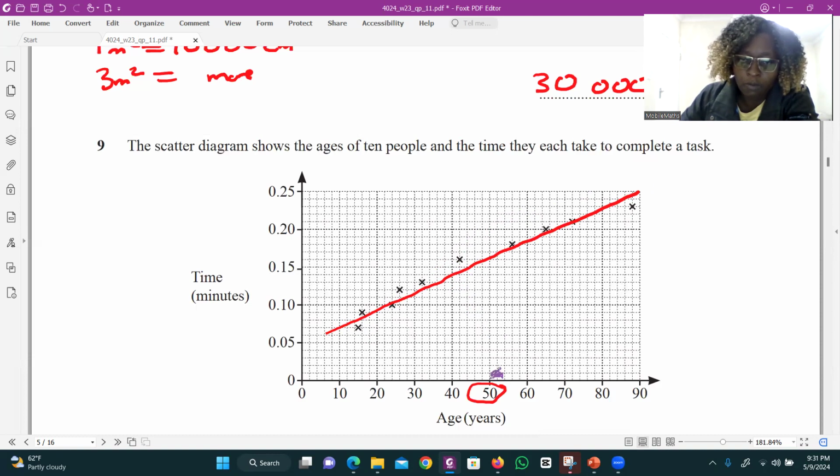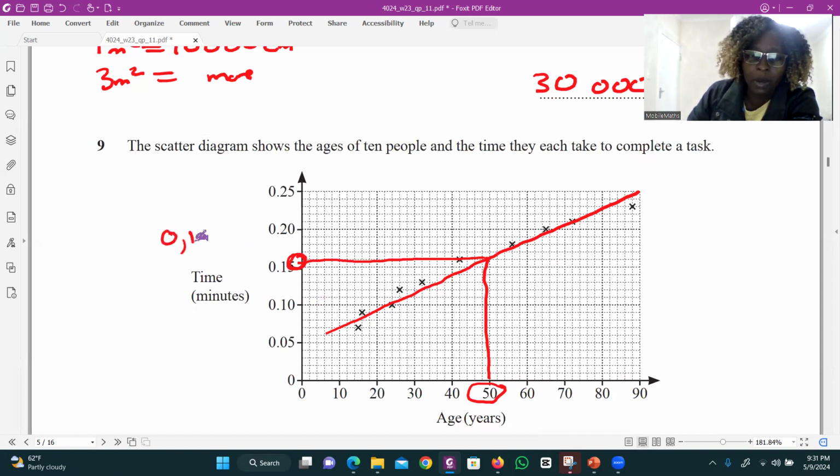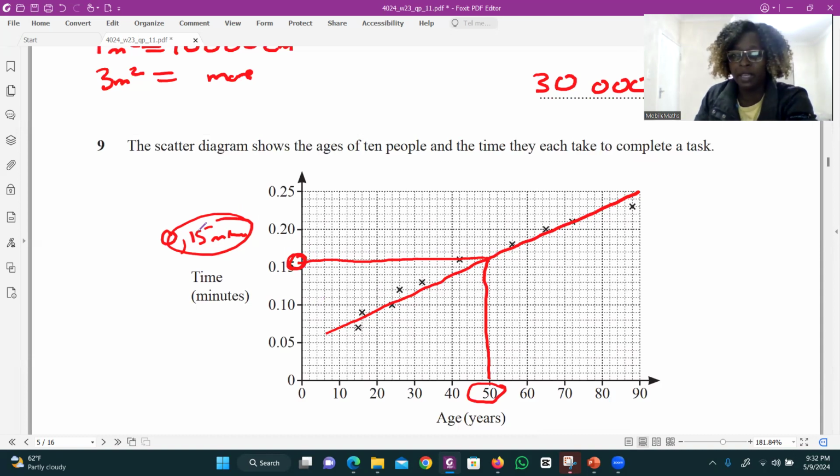Then you go from 50, you go up. Where it touches your line, then you go this direction here, this side. Then you read the number that you find here. So it is going to be more than 0.15 minutes. Obviously, so somewhere around the range 0.167, somewhere there. Okay, let's move on.